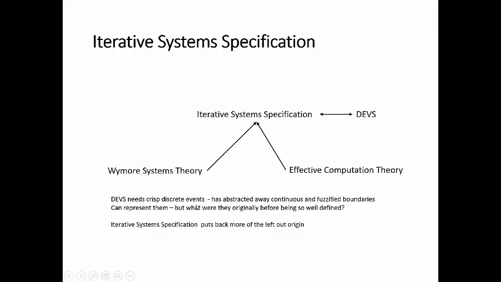And here we see that the idea for iterative system specification, as discussed before, is that we're combining the systems concepts of Wymore system theory with the effective computation concepts of recursive function theory and Turing machines to get a more extended version of DEVS. Actually, eventually that will itself be simulated by DEVS. But these kinds of specifications put back what was abstracted away to get events of the kind that are represented by the original Turing machine, the discrete states and the symbols, and it allows us to put back much more of what was left out originally.